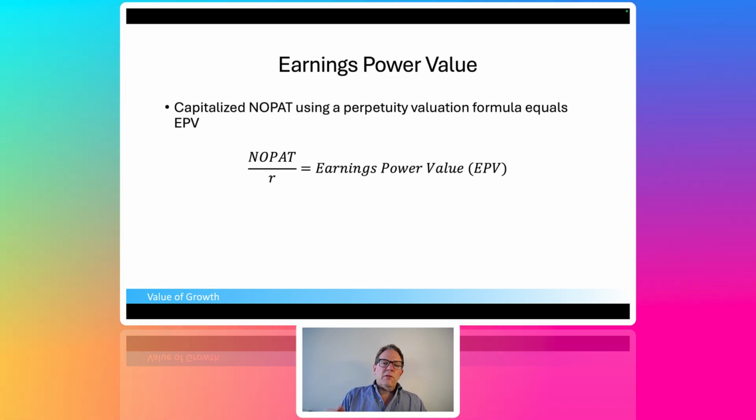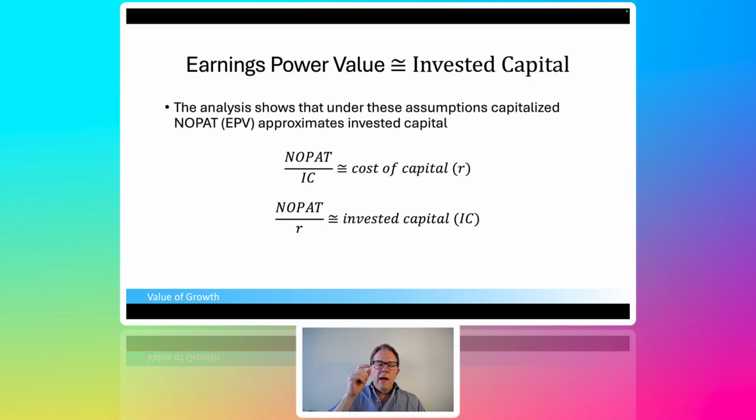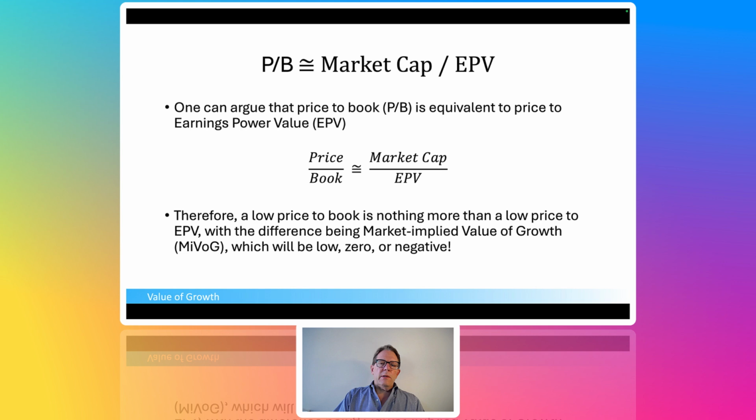That's the definition of the earnings power value. All right. So now if we play with the two equations, we can show you that, guess what? NOPAT divided by invested capital, that's your return on capital, should approximately equal the cost of capital in a competitive market. And then we rearrange the equation. We get, guess what? NOPAT divided by R, which is your capitalized NOPAT, earnings power value, should approximately equal invested capital.